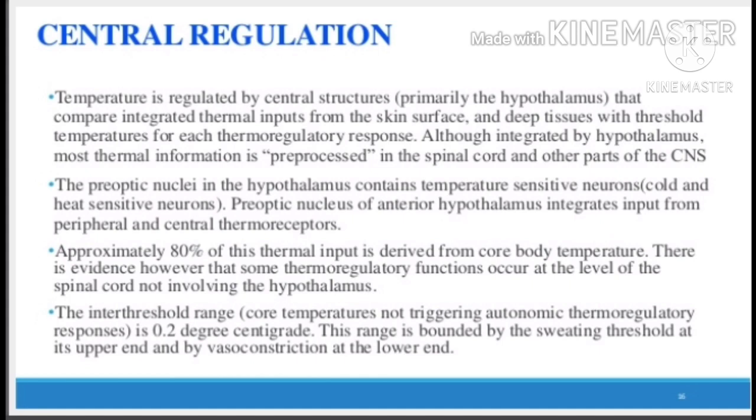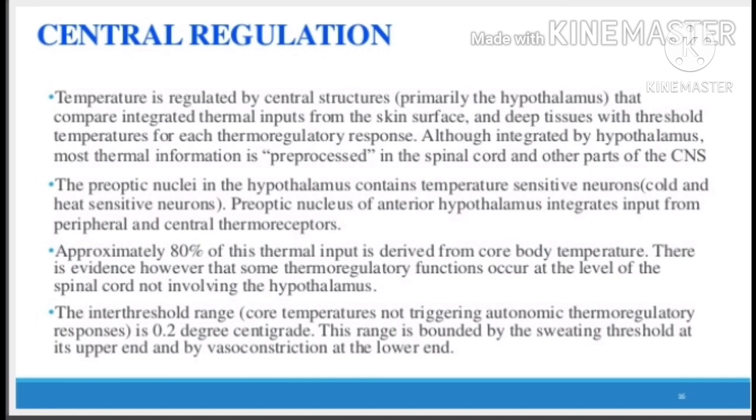So in order to memorize all these functions of the hypothalamus, I have created a card, just like a poem, in Malayalam. These are the main functional roles performed by the hypothalamus.